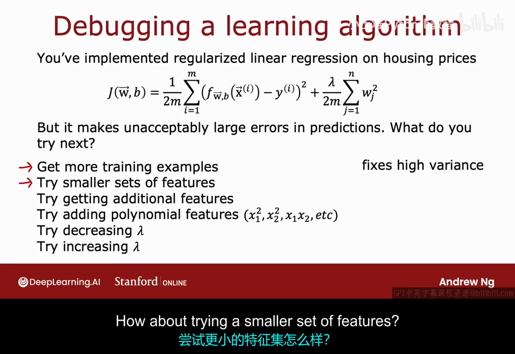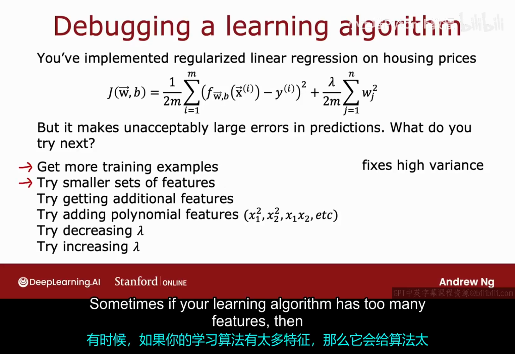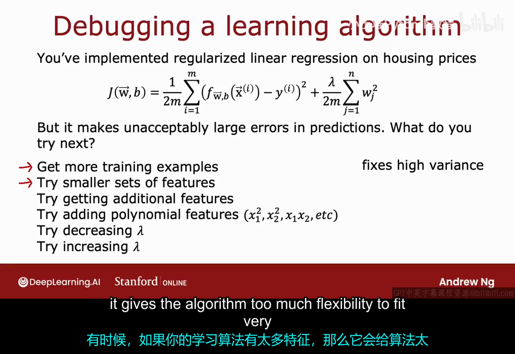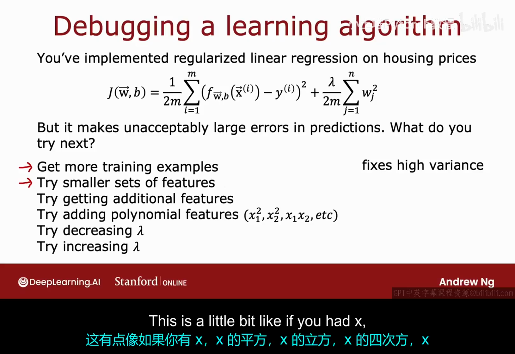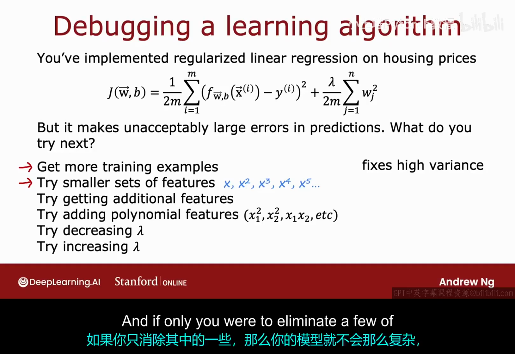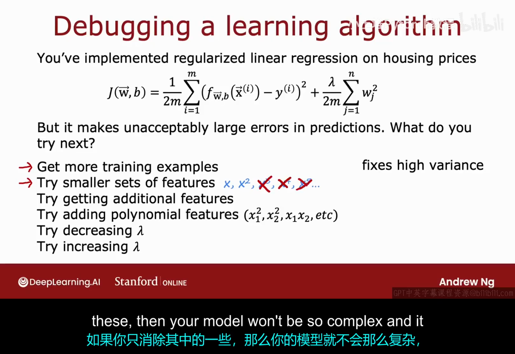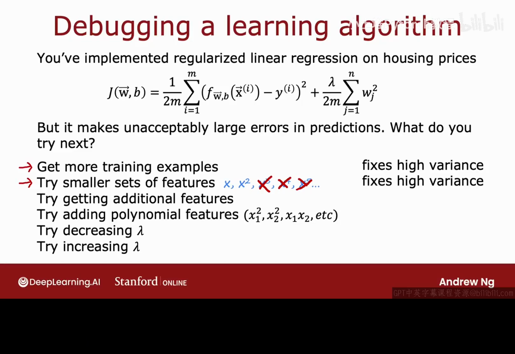How about trying a smaller set of features? Sometimes if your learning algorithm has too many features, then it gives the algorithm too much flexibility to fit very complicated models. This is a little bit like if you had x squared, x cubed, x to the 4th, x to the 5th, and so on. And if only you were to eliminate a few of these, then your model won't be so complex and it won't have such high variance.